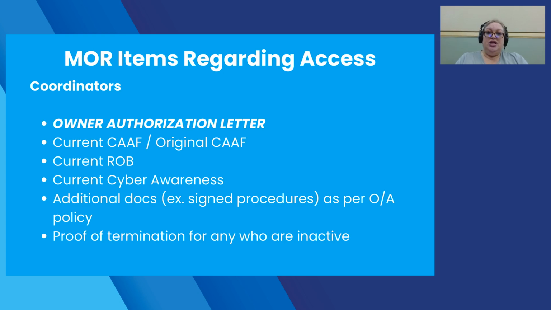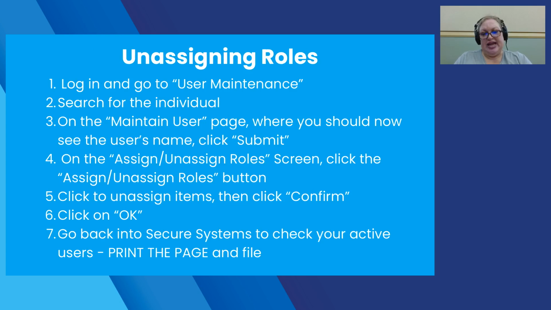So here are the steps to unassigning roles. And I will show you in a minute, there is a document that HUD has provided that will walk you through that process. But the basic steps are that you go in and go to user maintenance. You're going to search for the individual, and that brings up the maintain user page. And then you're going to change status, submit.